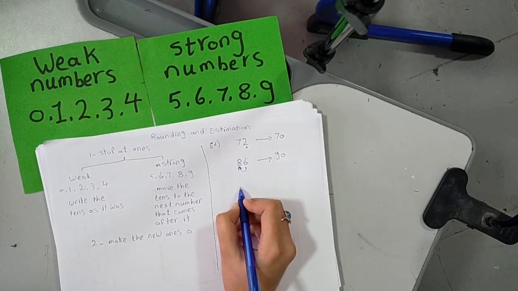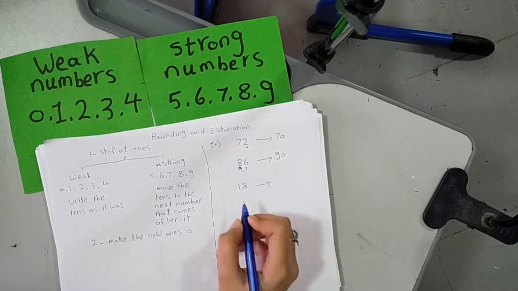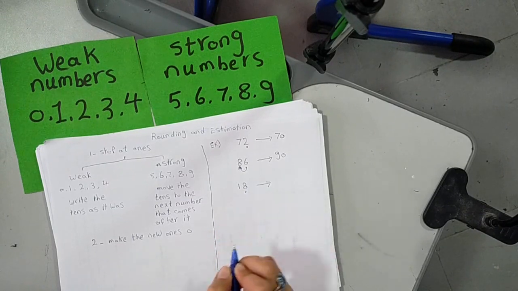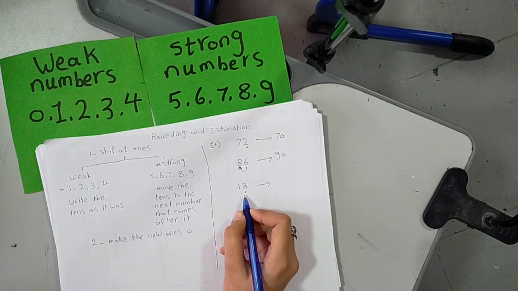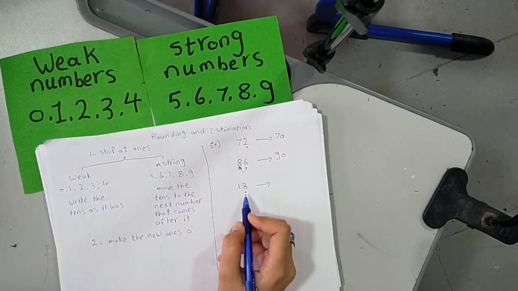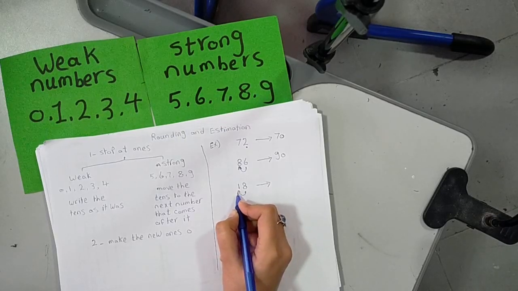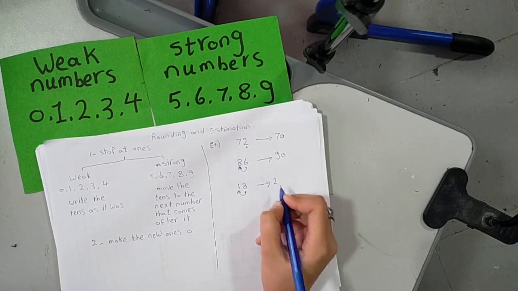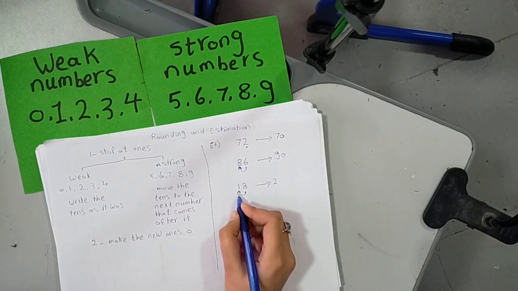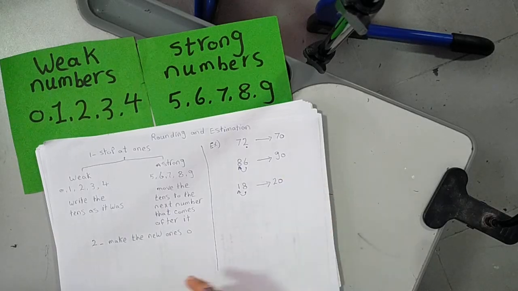Okay, what about if I have 18? Stop at ones. The ones here is a strong number because the ones here is 8 and 8 is a strong number. So it has a lot of power to push 1 to become 2. So 8 pushes 1 and 1 will be the number that comes after it. What is the number that comes after 1? It's 2. And what about ones? The ones will be 0.